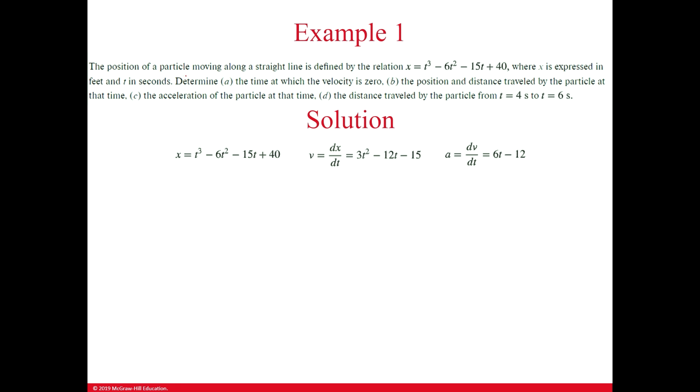So the position of a particle moving along a straight line is defined by the relation. Okay, so they're giving us the function, with independent variable of time, equal to t cubed minus 6t squared minus 15t plus 40. All right, so if you derive this, it's going to be 3t squared minus 12t minus 15. So this is the velocity, and this is the acceleration.